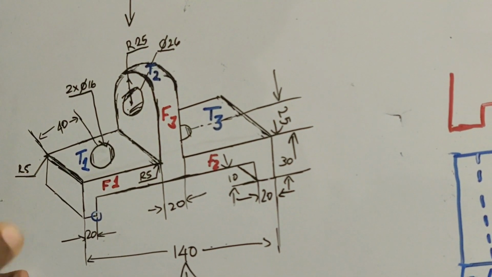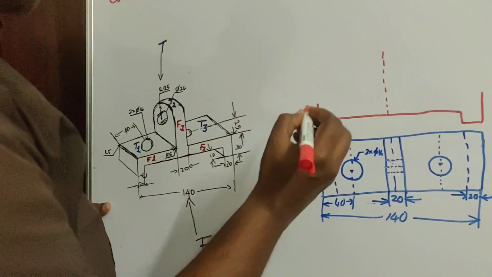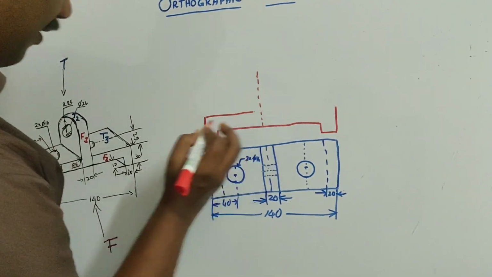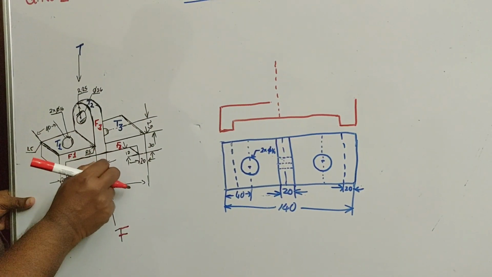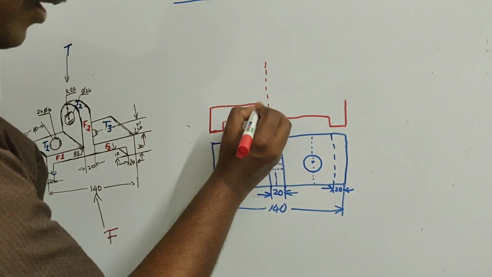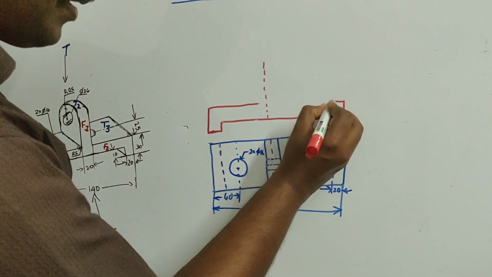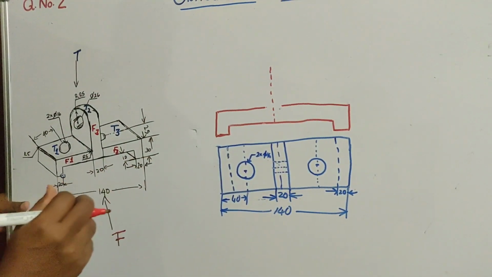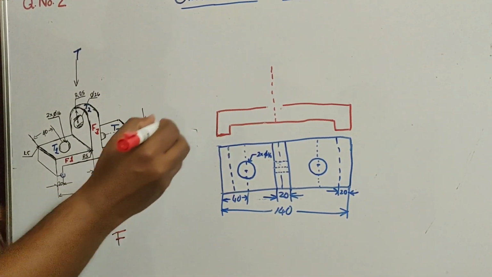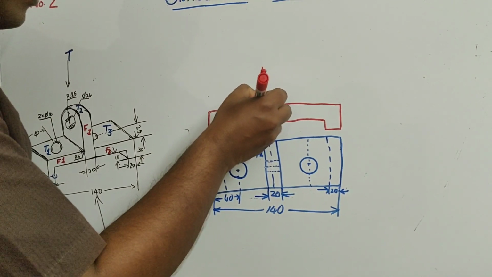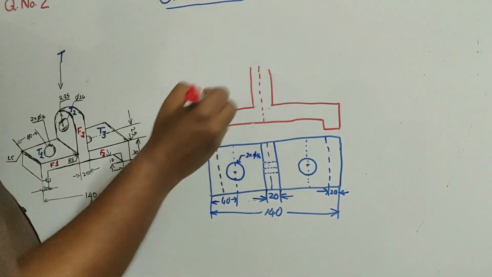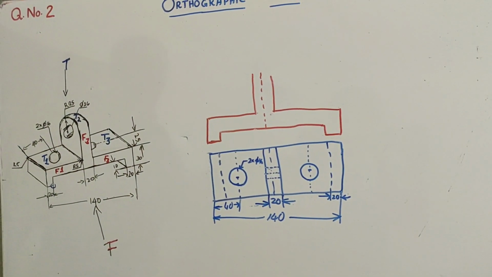Before that, we will try to draw. See, this thickness is 20. So from here you are leaving 10 mm. From here also you are leaving 10 mm. Now, just draw this particular height, but we have to get the height of that.